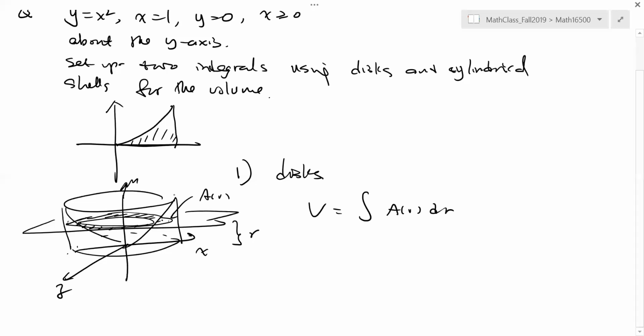So the intersection point here is going to be 1 and 1, right? So r is between 0 and 1, clear. The largest value for r is 1. The smallest value is 0.